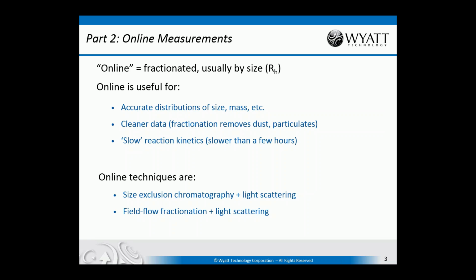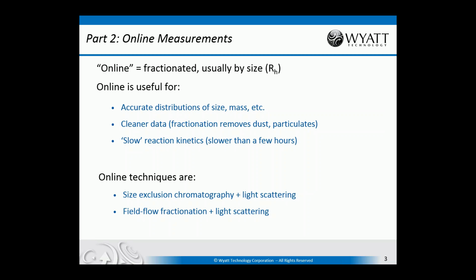Today we'll be discussing the online measurements, or the fractionated measurements, and usually that fractionation takes place by size, by hydrodynamic radius. For instance, GPC, or field flow fractionation based on size. And then we can obtain accurate distributions of size, molecular weight, and other properties utilizing the detectors, the light scattering and other detectors downstream of the separation facility.